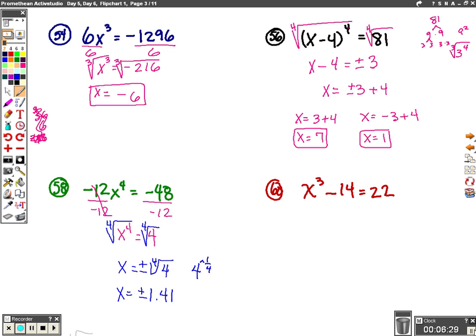All right, but remember, there are two solutions. How did I know there were two solutions? How did I know it was plus or minus? Because it was an even power and a positive number in my radicand.